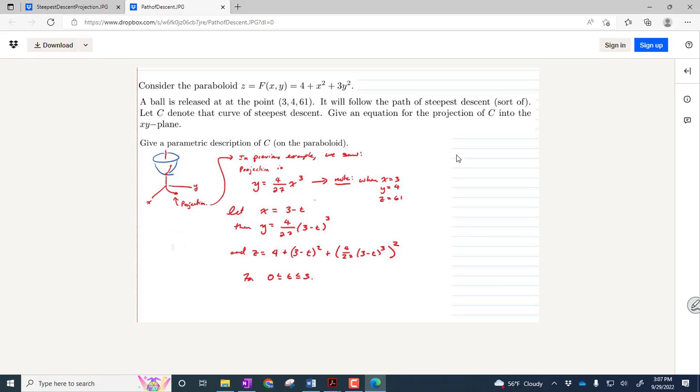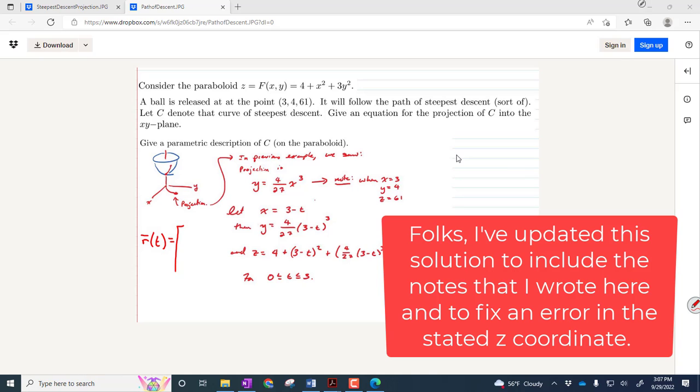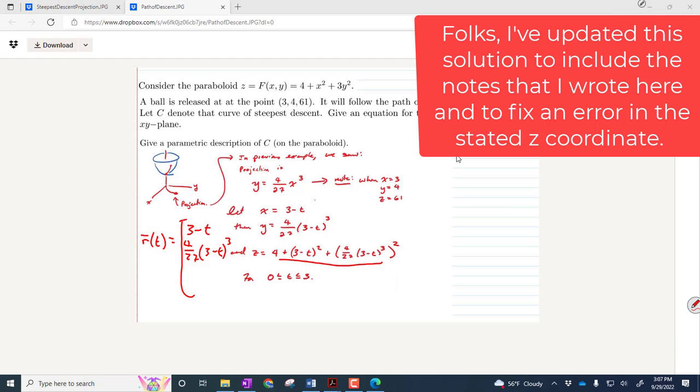Okay. Once I've got that, how do I actually give the description of this curve up here in 3-space? I guess let me add to this just slightly. What we would do is say, okay, our curve in 3-space would be r of t, and it's equal to, oops, we've done 3 minus t. So we're calling the x-coordinate 3 minus t. We're calling the y-coordinate 4/27 times (3 minus t) cubed. And then we put all of this here for the z-coordinate.